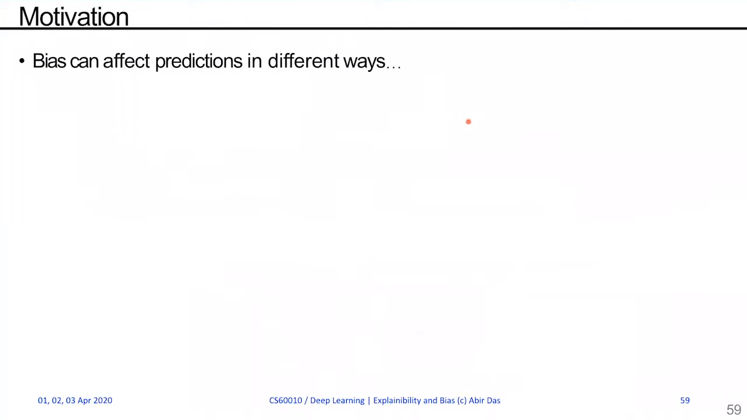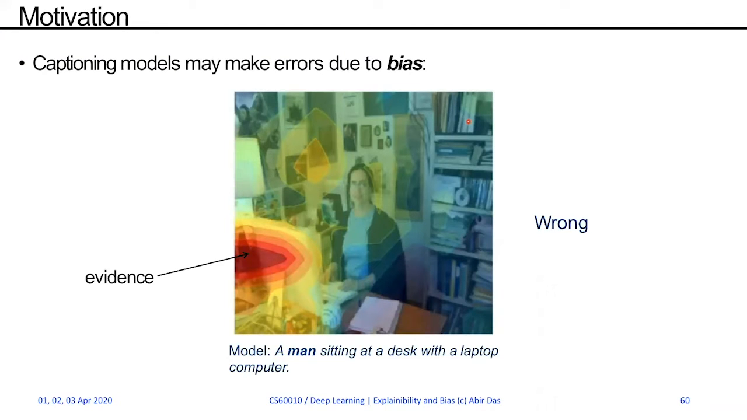Let us see what the effects of bias in image captioning models are. It can affect in many different ways. We have seen this example when we tried to show why we need explainability, but it is always better to revisit. Captioning models may make errors due to bias. When we see the saliency map for the word man being generated in the caption, a man sitting at a desk with a laptop computer, from some traditional captioning model, the evidence is coming from the computer. It is not actually focusing on the person in front of the computer.